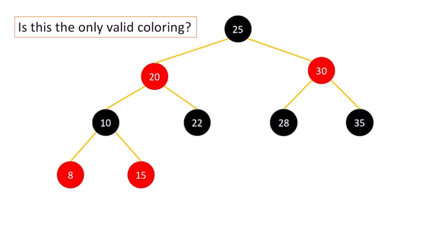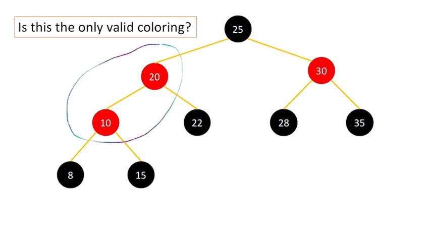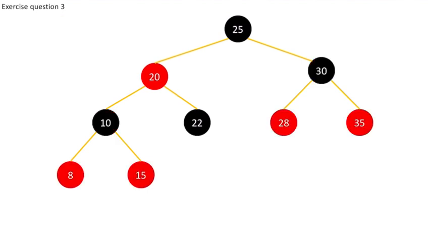So another question would be, can I do it also for this node? Well, the problem here is if I push the color down, I now have an invalid red-black tree because I have two red nodes in a row. So it's not that you can always push that color down. All right, so now is a great time to start working on exercise question 3, and then when you come back, we'll step through it together.